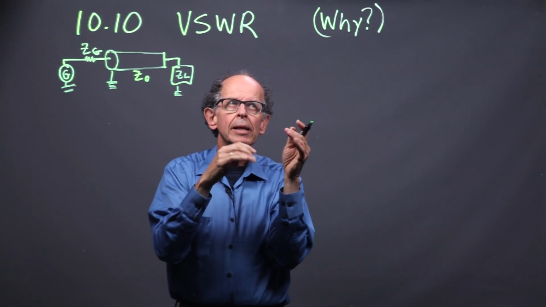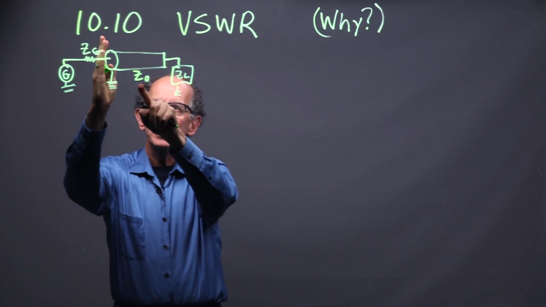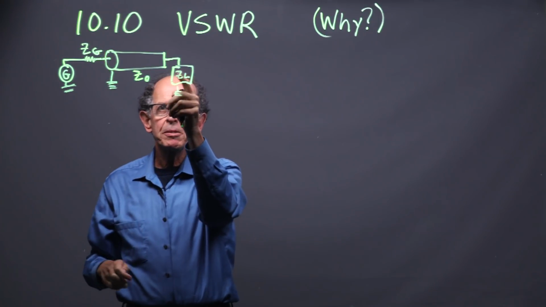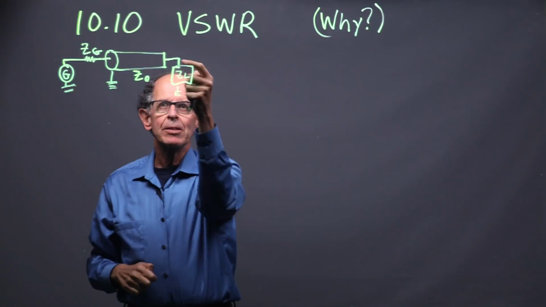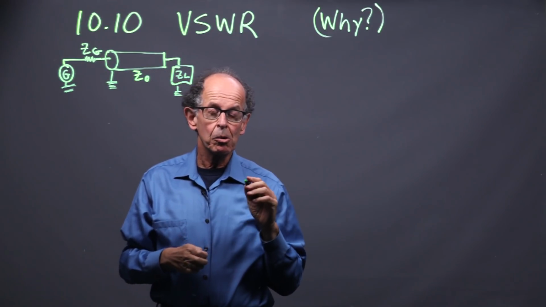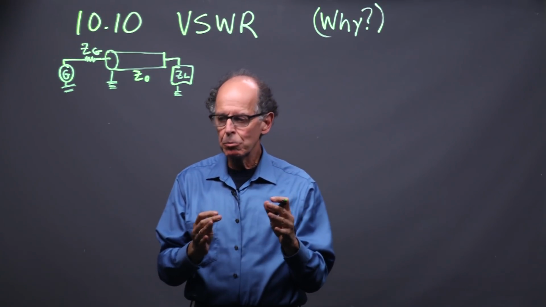Now, why do we want to learn this? Because we know that when Z0 and ZL are not the same, there's going to be a reflection at the load, and that's going to send a wave back to the generator. So we really don't want this, but we need to know how it comes about.